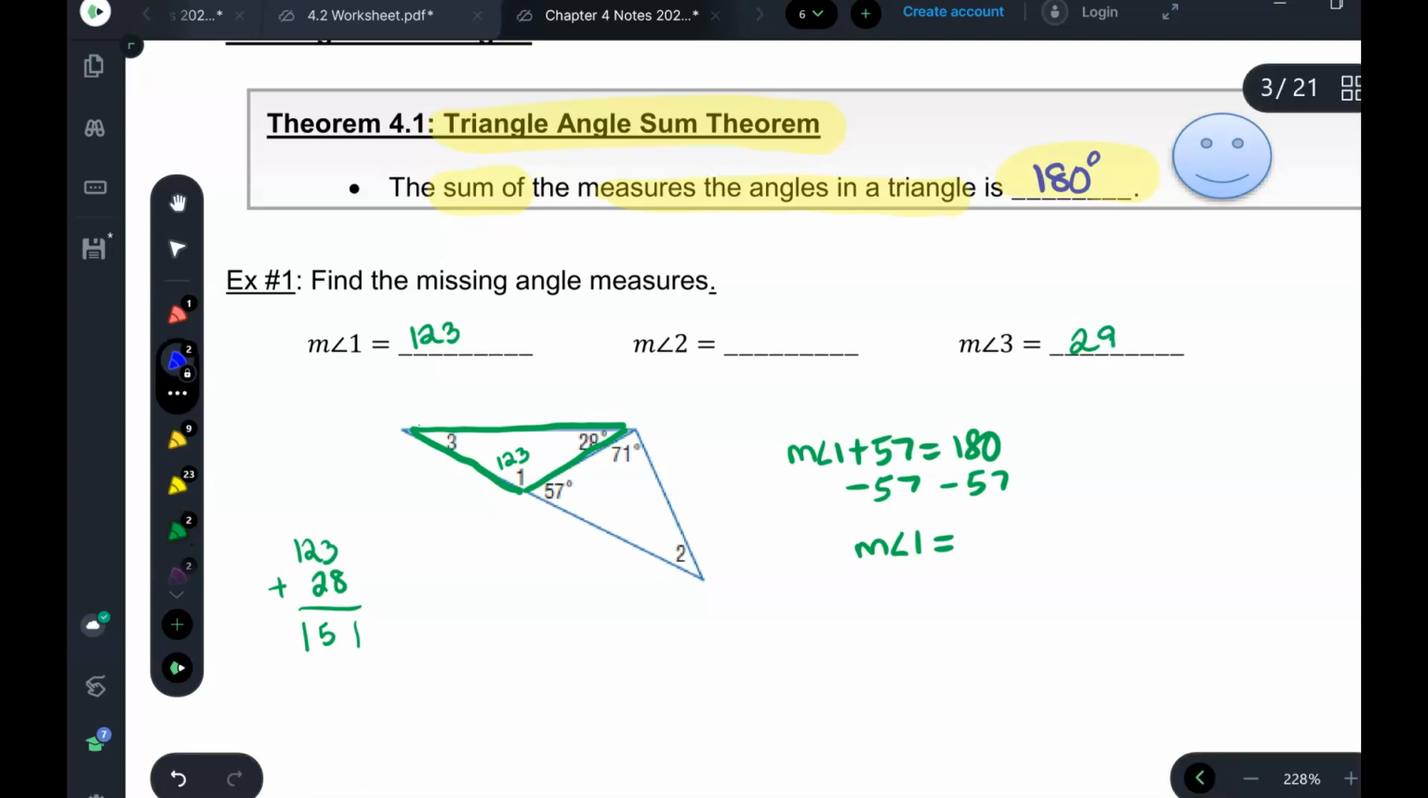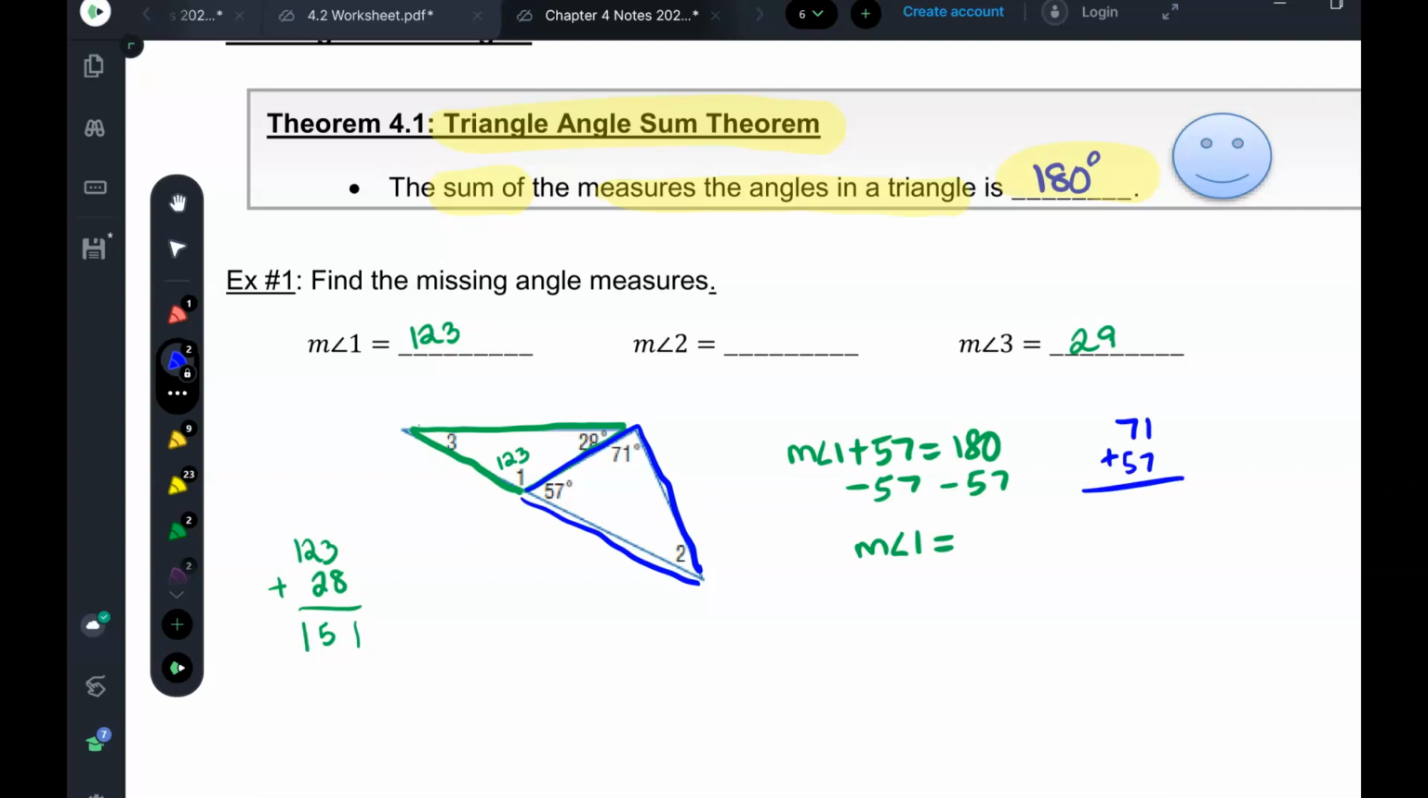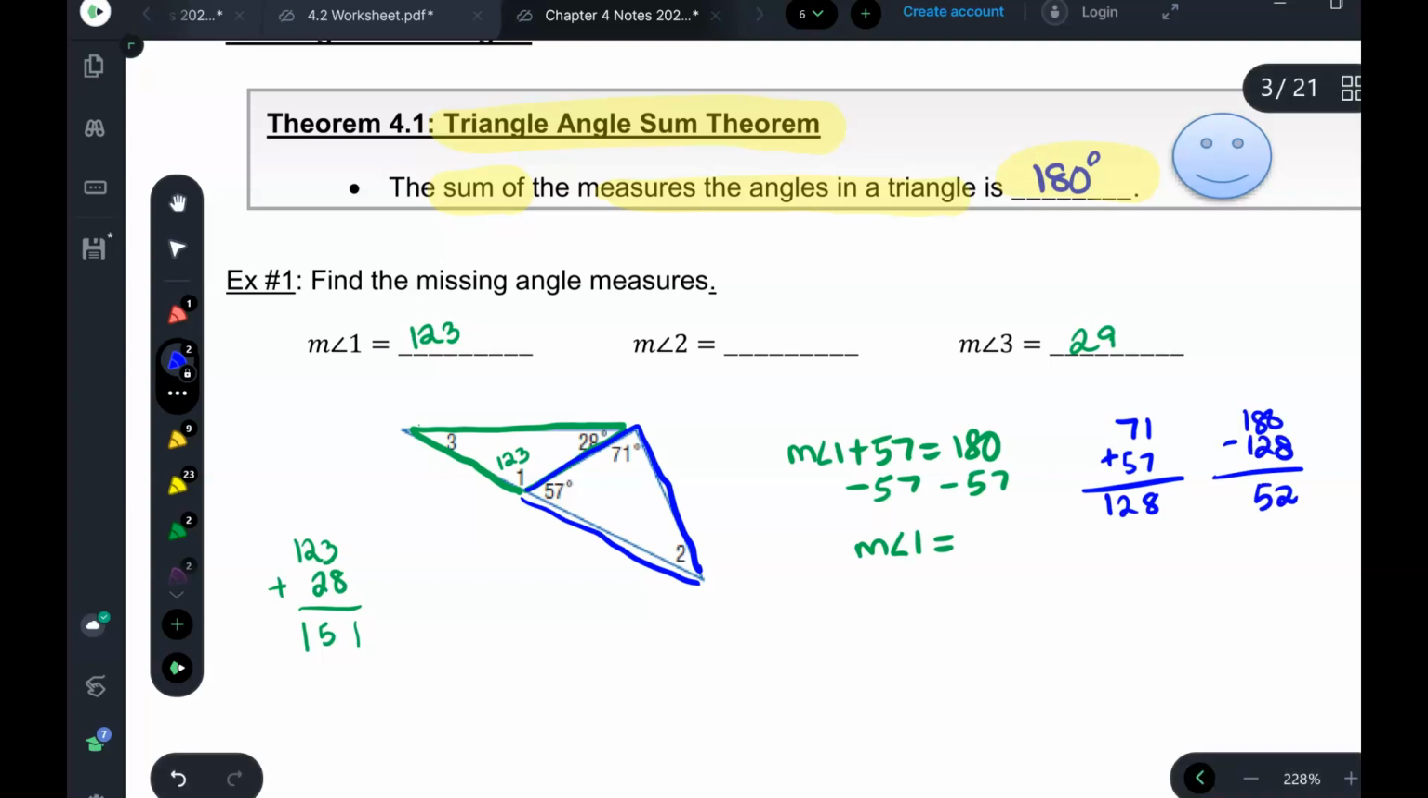And then what about this triangle here? Can we find angle 2? 71 and 57 add up to 128. And then 180 minus 128, we get 52. Good. Any questions?